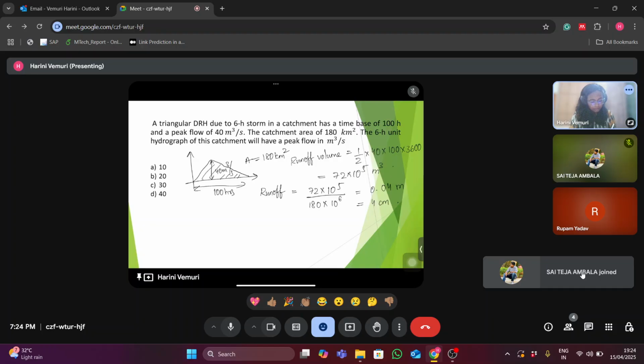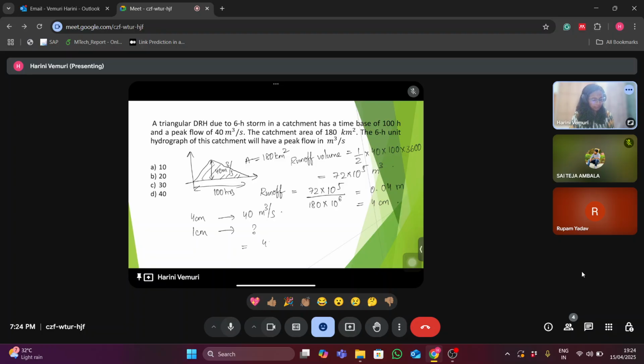So for a 4 centimeter direct runoff hydrograph, we have a peak flow of 40 meter cube per second. For a 1 centimeter unit hydrograph, what will be the peak? So that is 40 into 1 by 4, that is 10 meter cube per second. So that's option A.